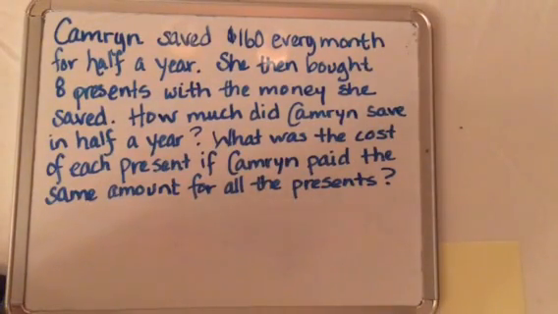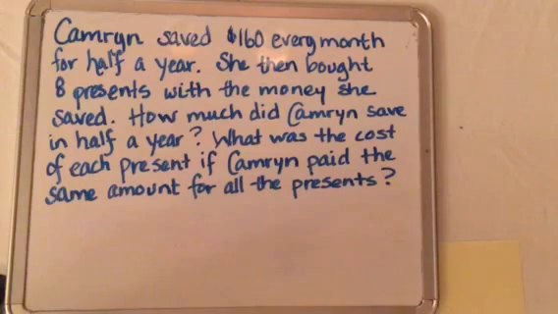I'm going to show you how to use bar modeling to solve some problems that involve division as well as possibly multiplication or other operations. So our first problem says that Cameron saved $160 every month for half a year. She then bought 8 presents with the money she saved. How much did Cameron save in half a year? And what was the cost of each present if Cameron paid the same amount for all the presents?